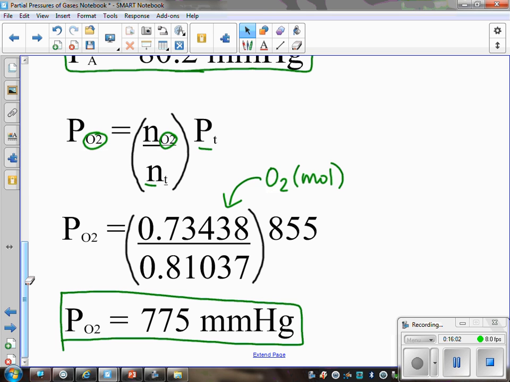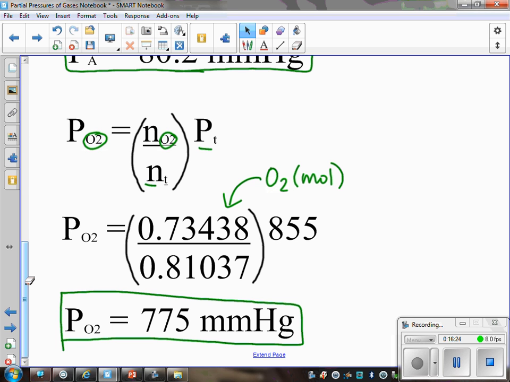So 3 equations, 3 different ideas, all relating around the same concept of Dalton's law. So you'll either be given, and it'll probably be a good idea to write these down in your notes, and you can pause and rewind if you need to. The first one is you're given all pressures, and you're going to add them together. Just make sure the units match. That's the first type of problem.